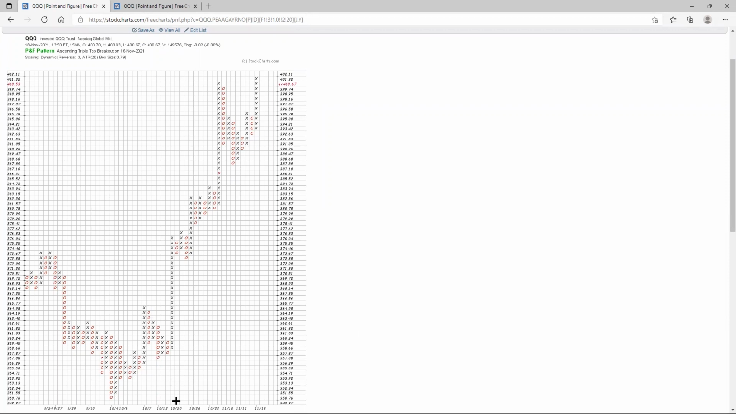And so this is in the period back in October, back to, it looks like, late September. And so this is a 3-box method, and the box size for ATR is 0.79.